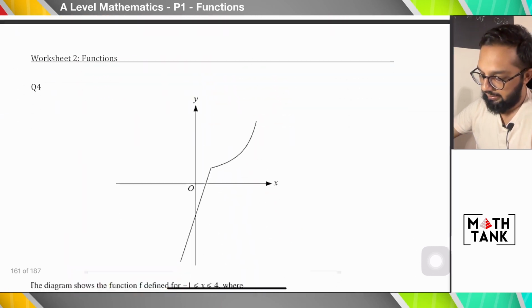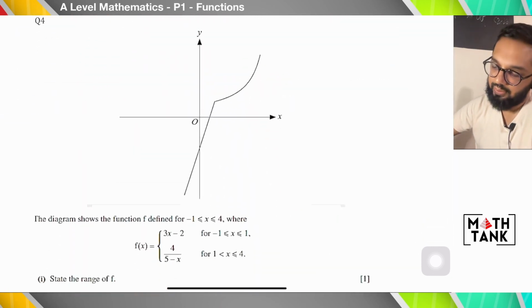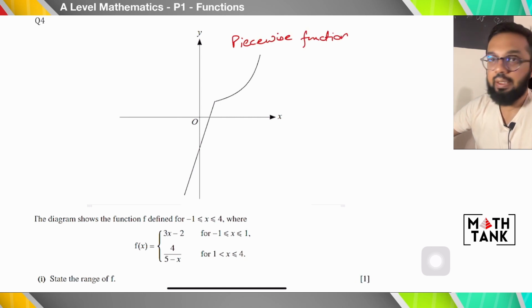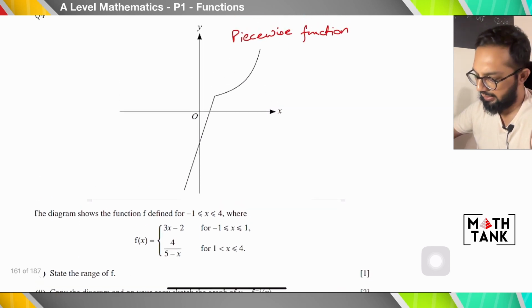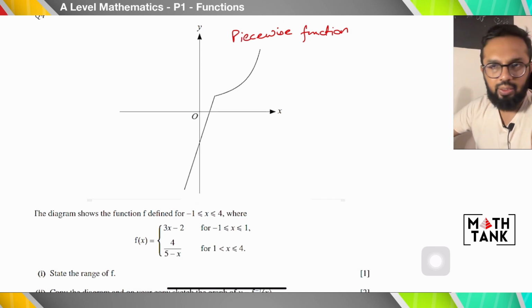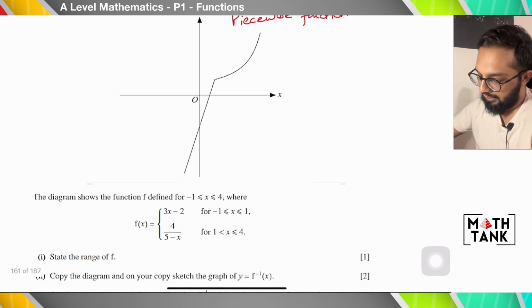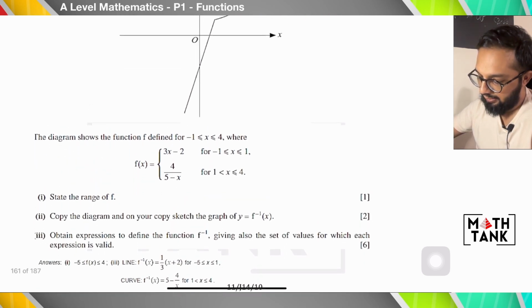Okay, question number 4. Now this is what we call a piecewise function because it's in two pieces. And each piece has a separate domain and a separate range. Usually their domain overlaps in the sense that this is ending at 1 and this is beginning at 1, but their y coordinates are also matching, so you don't see a discontinuity. It's a continuous curve. The diagram shows a function for x from minus 1 to 4. State the range of f.